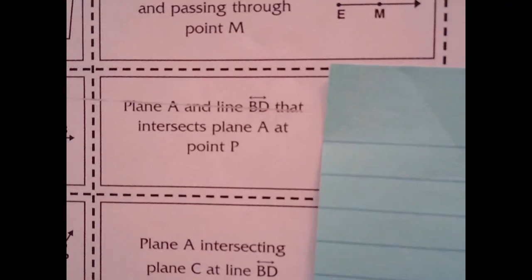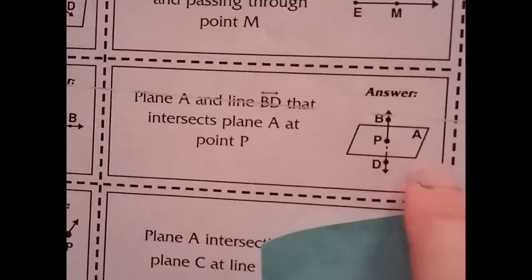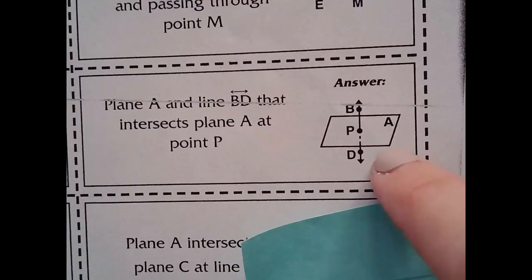So we've got plane A. The line is passing through the plane. It's denoted by the dashed marks. B and D are outside. Okay, it does not matter which way the line is going as long as it's labeled similarly.